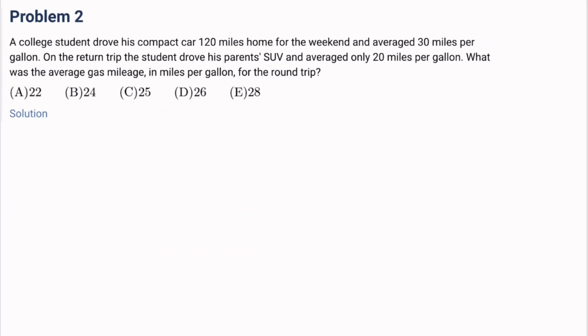Number 2, a college student drove his compact car 120 miles home for the weekend and averaged 30 miles per gallon. On the return trip, the student drove his parents' SUV and averaged only 20 miles per gallon. What was the average gas mileage in miles per gallon for the round trip?